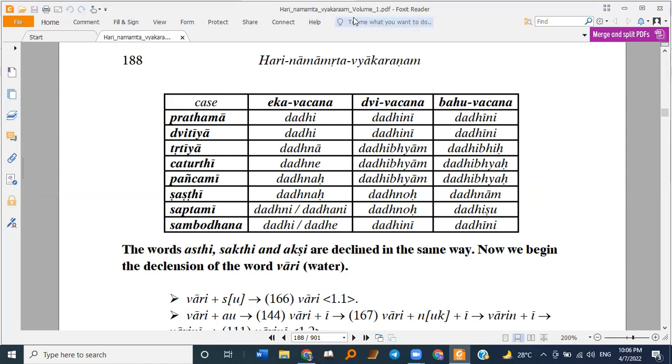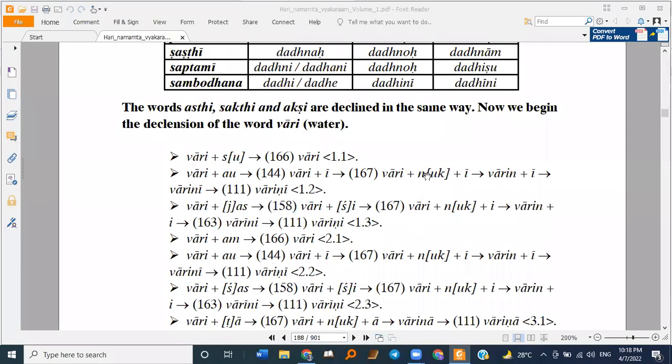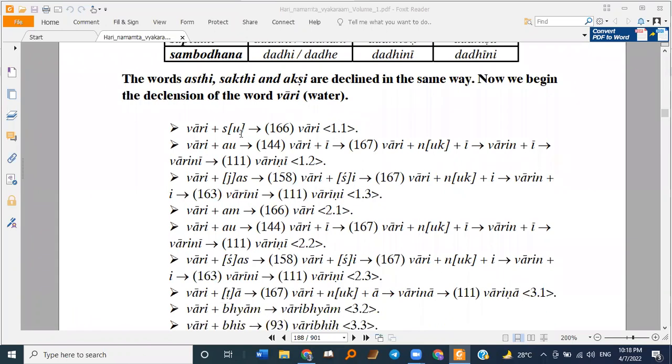Yeah, please do for Akshi. Then the next word is Vari. So Vari means water and is declined in a similar way. Vari Yuktasu, Brahmatah Swamur Maharaha, and we delete Su, so we get this Vari. Then Vari Yukt Au Radha Brahma Bhyam Au E.